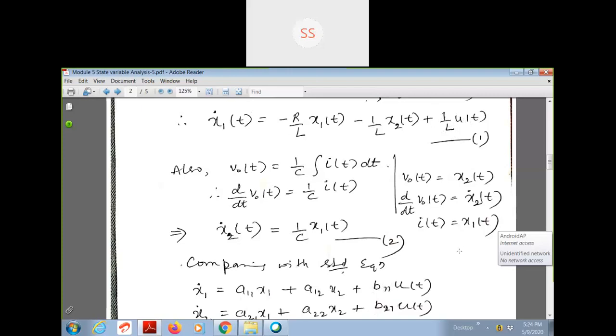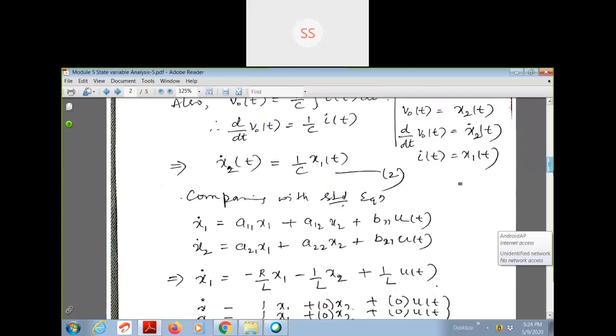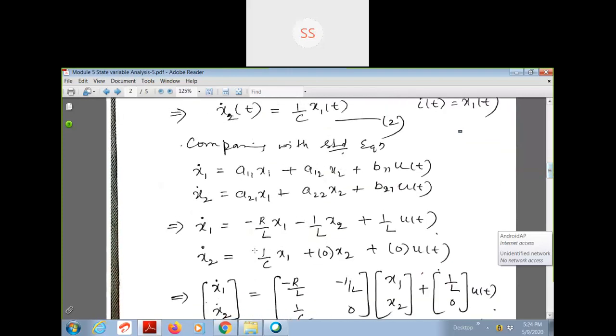Now the first equation we will have to write as it is, because both the state variables are present along with u of t also. So we will simply rewrite here x1 dot equal to minus r by l x1 minus 1 by l x2 plus 1 by l u of t.